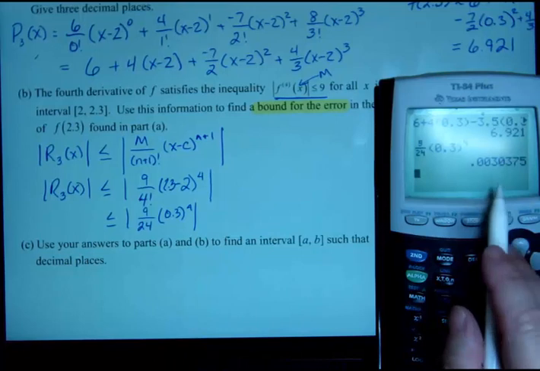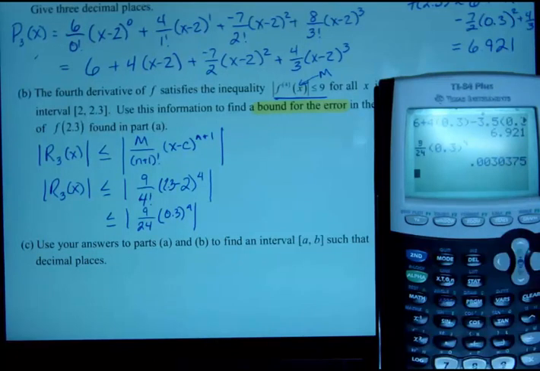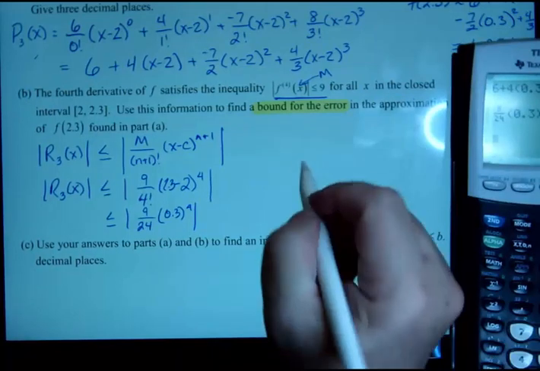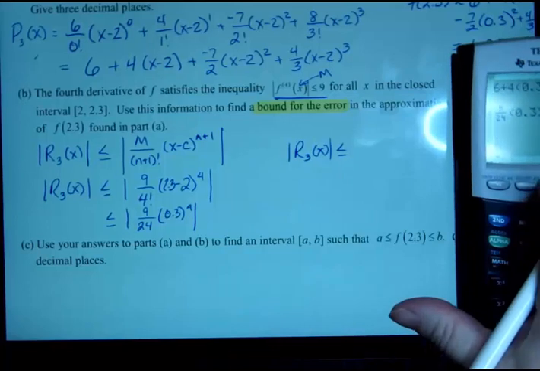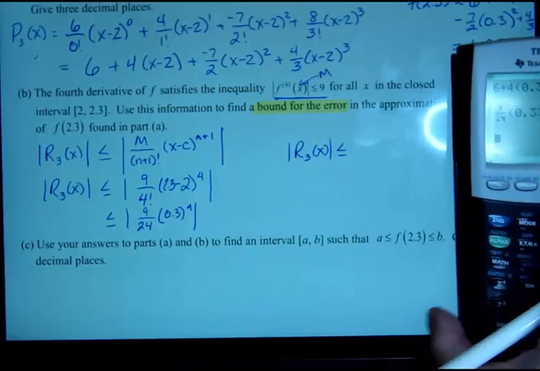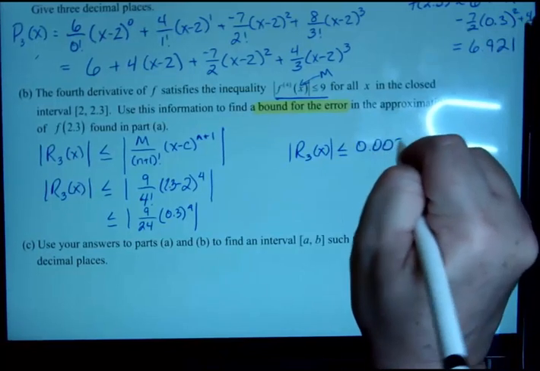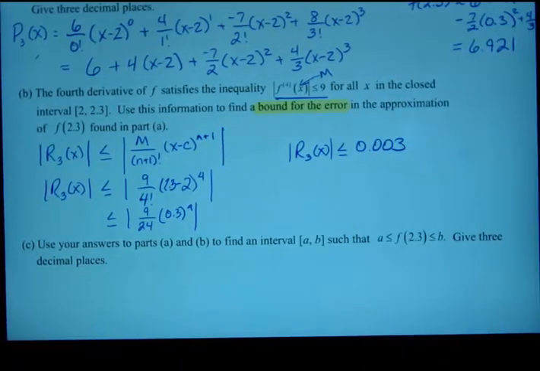So I get this decimal right here. We're going to take it out 3 decimal places because this is our answer. So now R sub 3 of x is less than or equal to the absolute value of my answer, which is 0.003. I have just found the error bound. The remainder is all of the terms added up, which I, in reality, can't do. What I am finding is the error bound. I can't find the exact amount, but it's going to be no more than this many units away from my estimate. Okay?